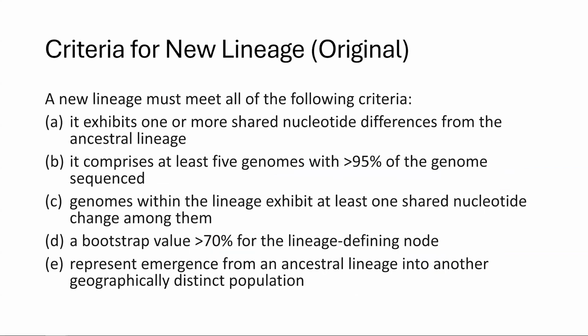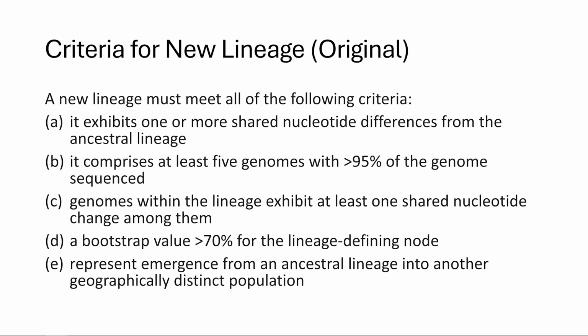These were the original criteria set for a new lineage for SARS-CoV-2 when there were just 2,500 sequences. Our requirements were that it should be genetically distinct from the ancestral lineage. There should be at least 5 high-quality genomes. There should be evidence of onward transmission seen by an internal node in the tree as it spread in the community. The lineage-defining node should be well supported, and it should represent an epidemiologically relevant event.